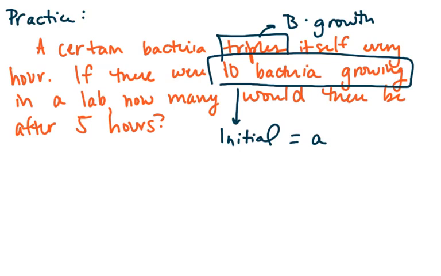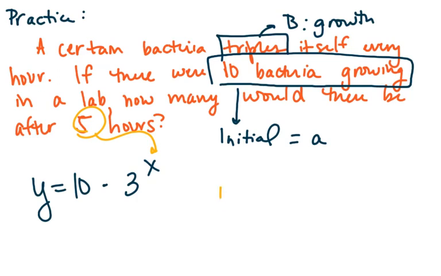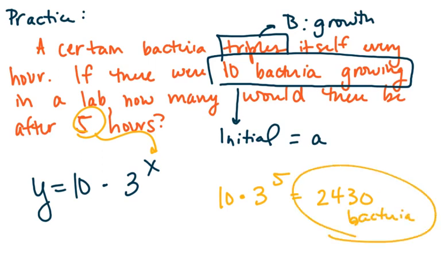So before I can even get to the 5 hours, I'm going to go ahead and write the equation. So y equals A, which is 10, times 3 to the power of x, okay? Because this 3 is what I'm multiplying by. So now if I want to know 5 hours, I take that 5 and I plug it in for x. So 10 times 3 to the 5th. And when you plug that into your calculator, you get 2,430 bacteria.